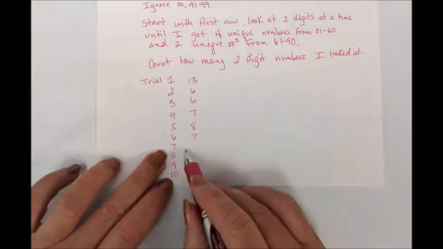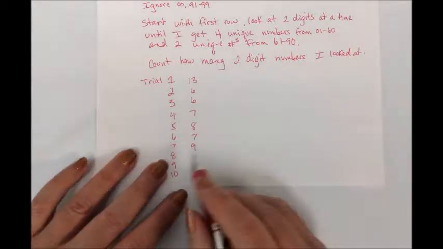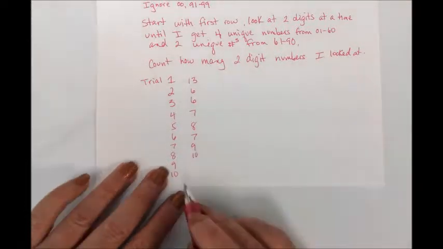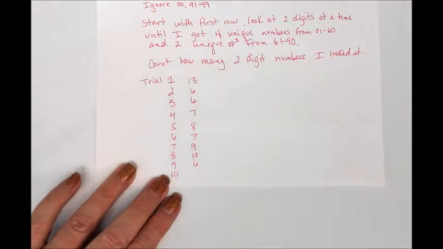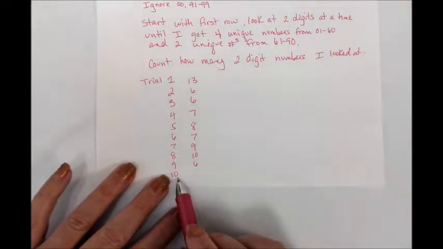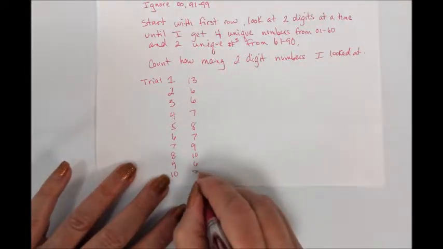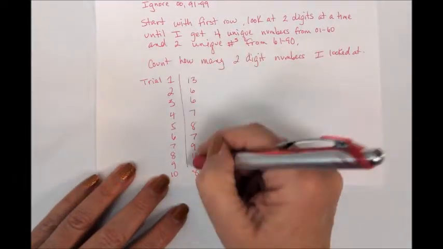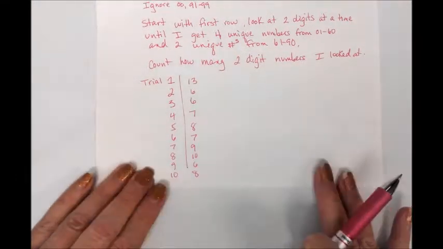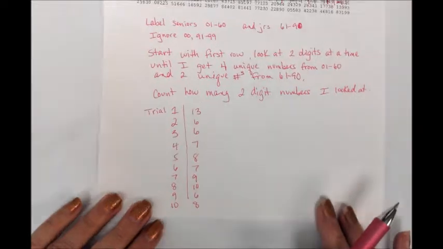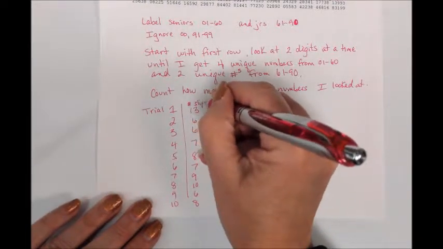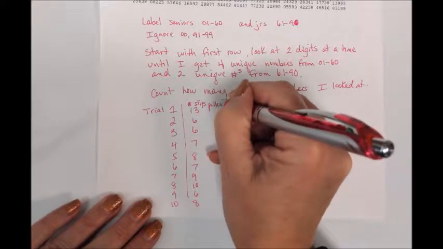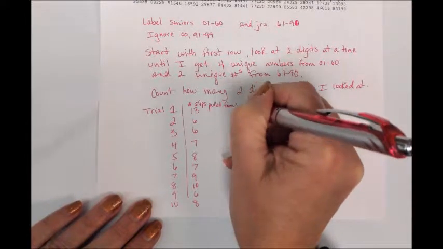Let's say in trial 7 it took me 9. Let's say in trial 8 it took me 10. Let's say in trial 9 it took me 6. Now definitely can't have a number less than 6 here. In trial number 10, let's say it took me 8. So this would have been the trial and the outcome, how many slips of paper I had to pull. So number of slips pulled from bag. So that's what I recorded.